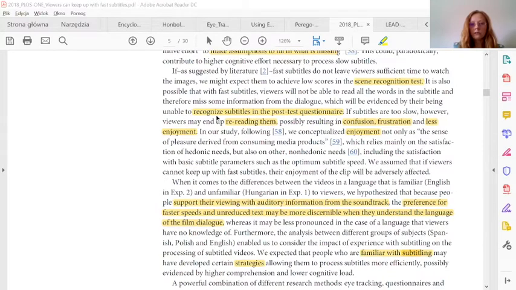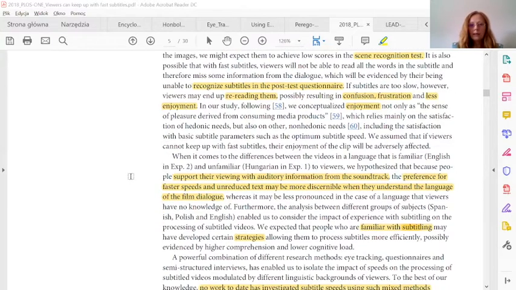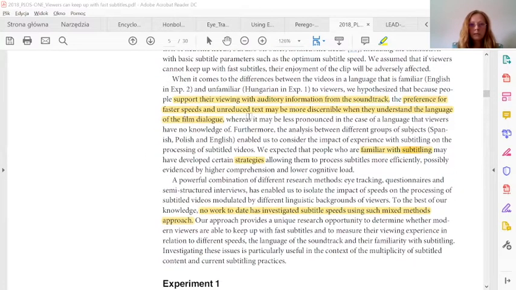Recognizing also the hypothesis about rereading, which can also result in confusion, frustration, less enjoyment, etc. And here I think this is not new. Okay. Oh, and hypotheses concerning familiarity with subtitling, right? So people who are familiar with subtitling may have developed certain strategies to process subtitles more efficiently. So this is one of the hypotheses. Another one. Okay.